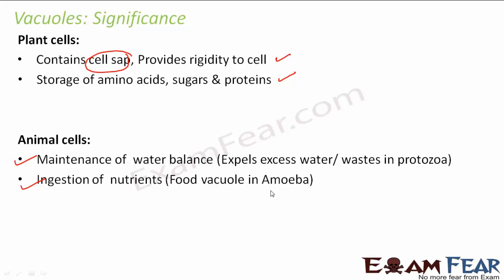In plant cells, vacuole also performs another function. That is the function which is performed by lysosomes in animal cells. As I mentioned before, the presence of lysosomes in plant cells is quite disputed. Many people say that lysosomes are not present in plant cells. So the function of lysosomes, that is to digest the waste products, is also performed by vacuoles to some extent in plant cells.